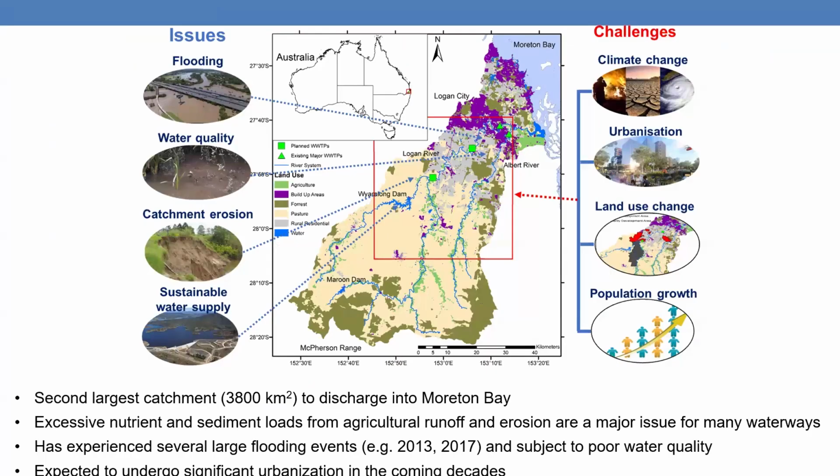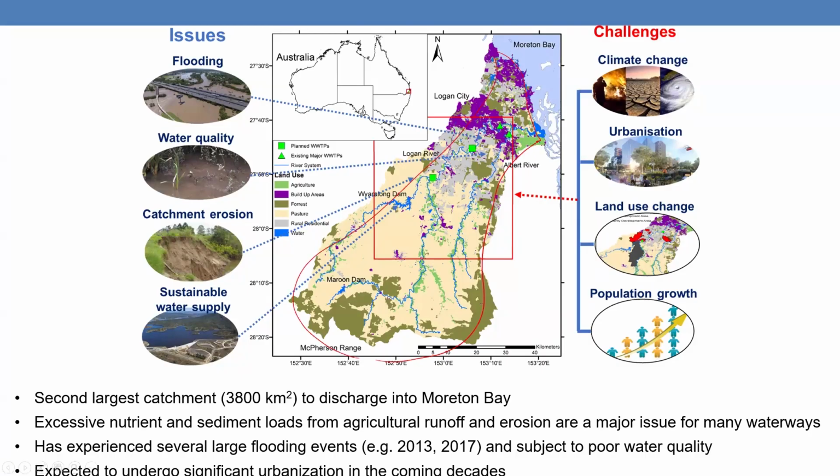Then we look at the next example. Here we did another example in the Logan catchment. This whole area is in Moreton Bay. So this here is in the bottom of Moreton Bay, and then in this catchment.